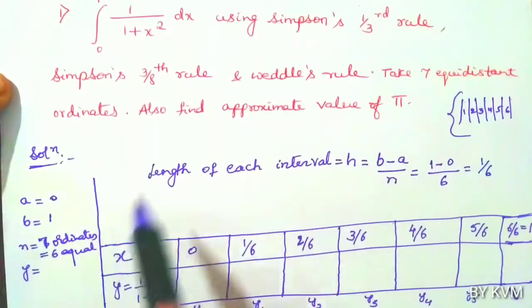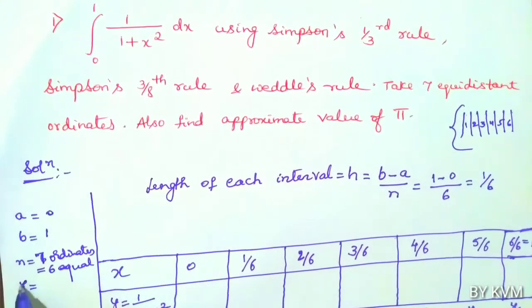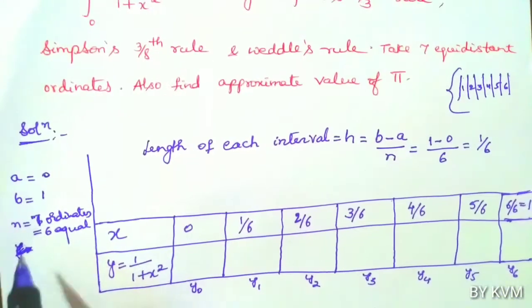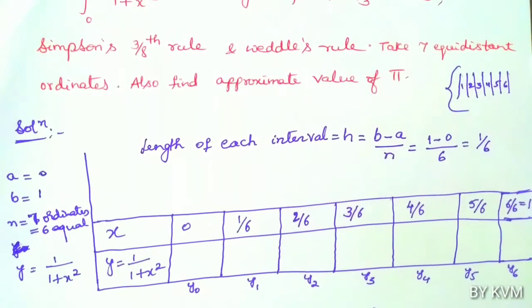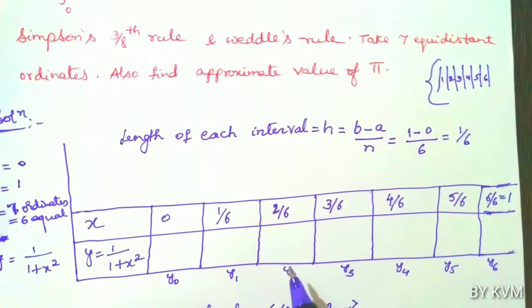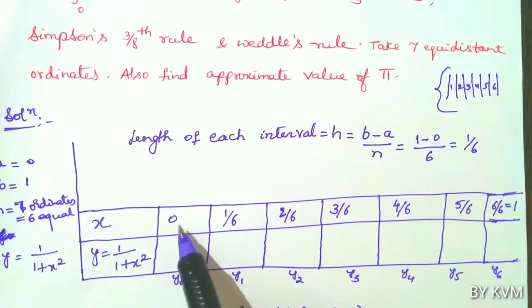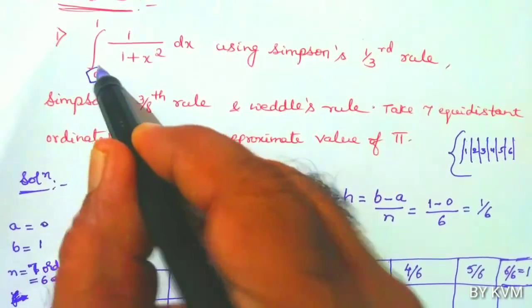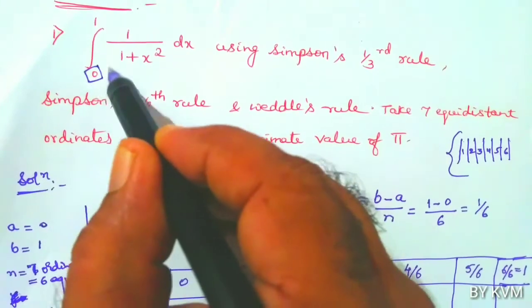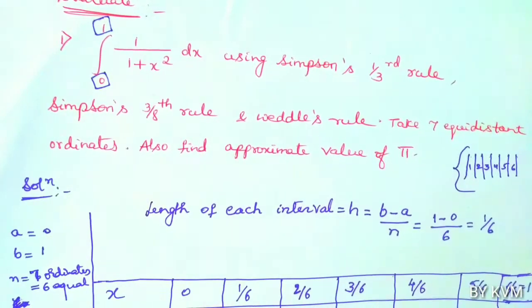Now, what is the given function here? The function inside the integral sign is 1 by 1 plus x squared dx. So here y equals 1 by 1 plus x squared. Now using this data, let us construct this table. It consists of x values and y equals 1 by 1 plus x squared. We have to start from the lower limit 0 and end at the upper limit 1.